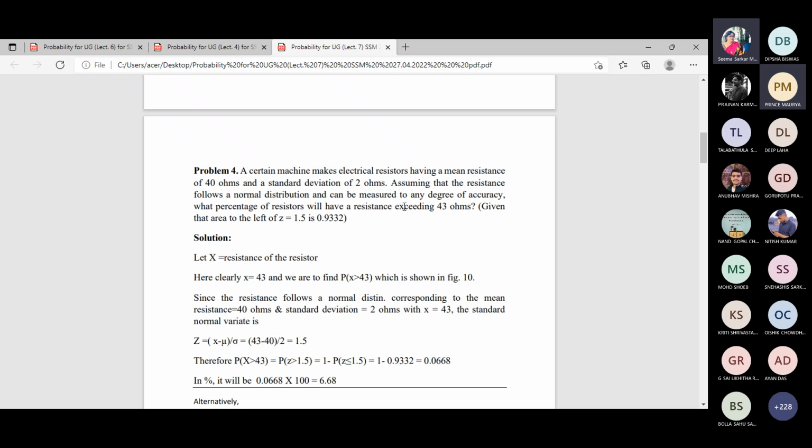But remember that the question is what percentage of resistors? So don't stop here. You have to find it in terms of percentage. So you have to multiply this by 100. So 6.68% of the resistors will have a resistance which exceeds 43 ohms. This will be the answer.